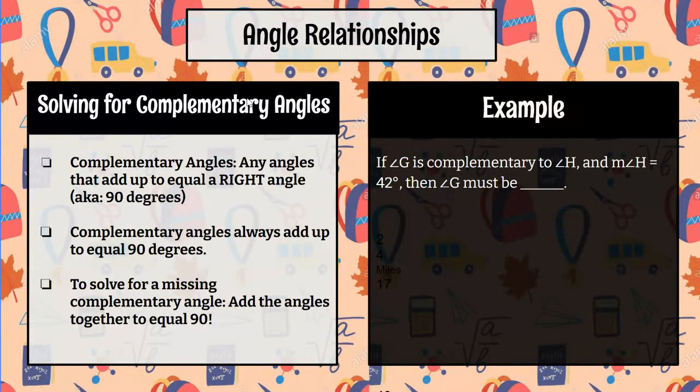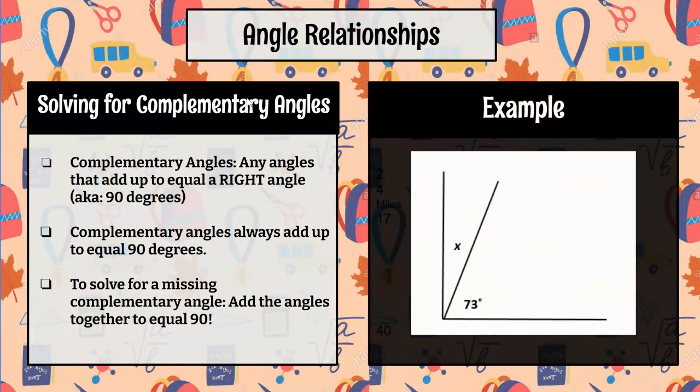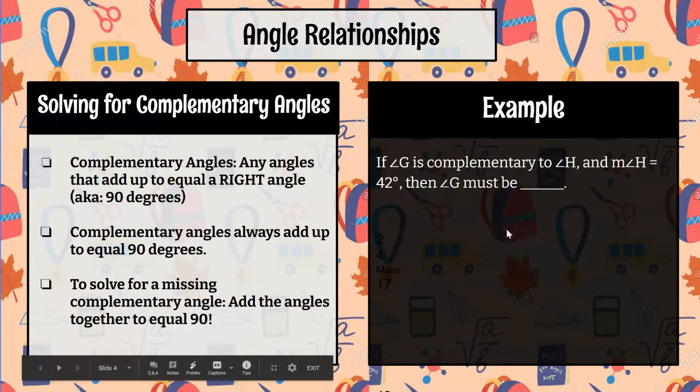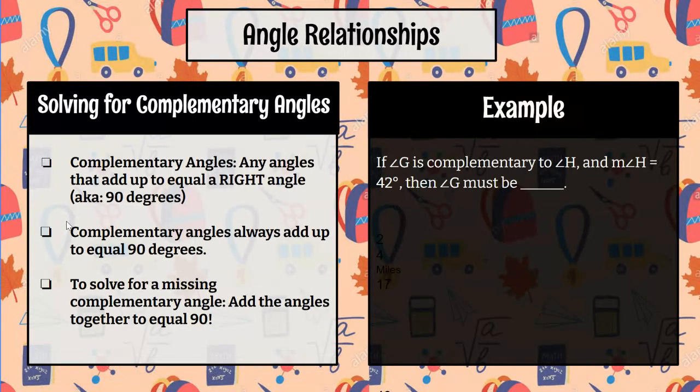All right, so we are solving for complementary angles, okay? This picture is probably going to help you contextualize this. So if we see some angles like this, they make an L shape, they're coming together, and we know that these are complementary to each other. What we know about complementary angles is that they always add up to equal 90 degrees. That is a given. That is never going to change. If they're complementary to each other, they will equal 90 degrees when added together.